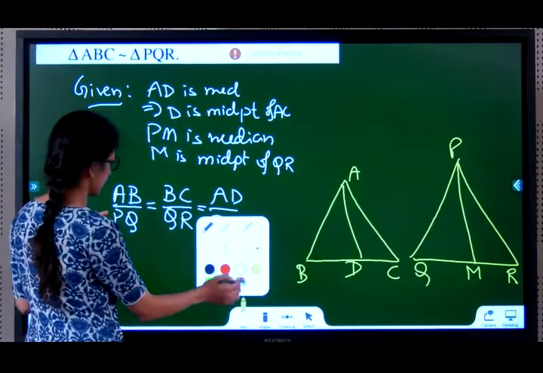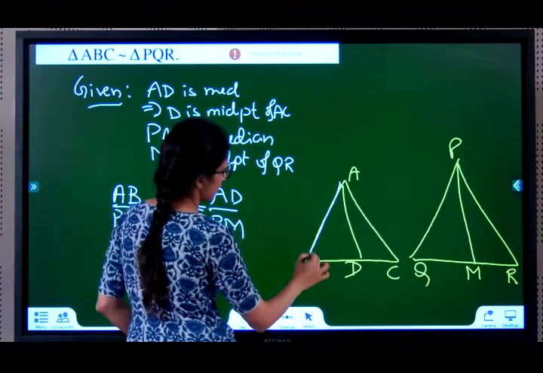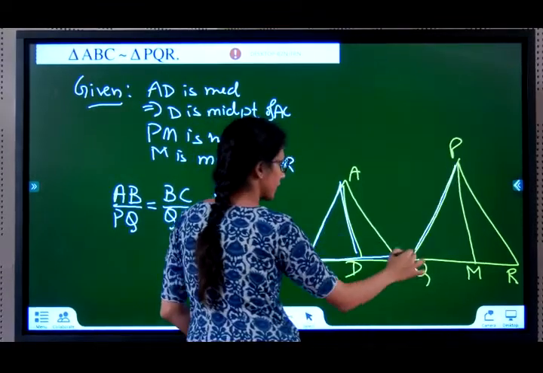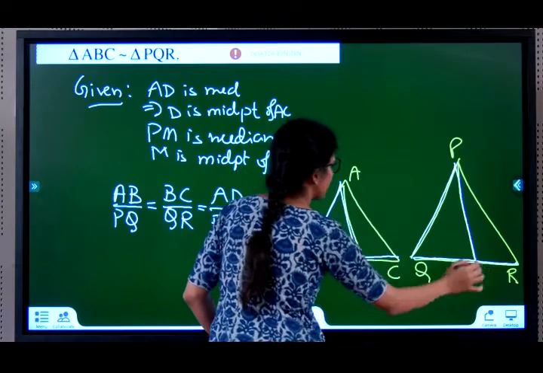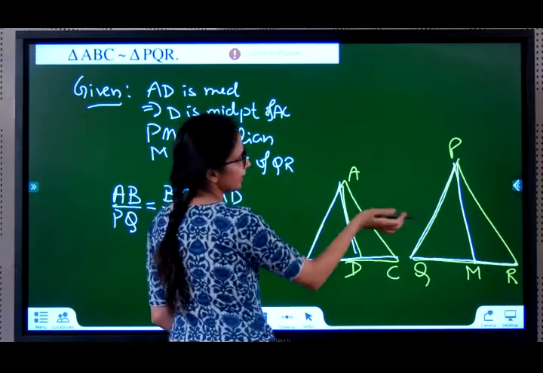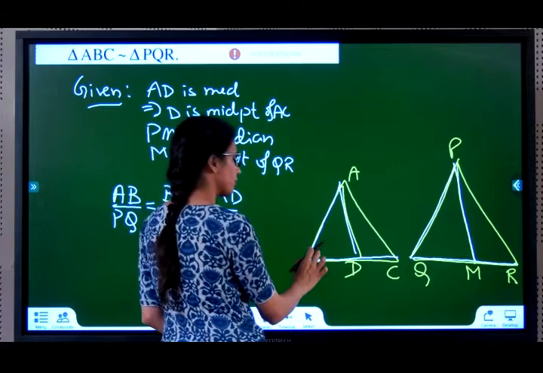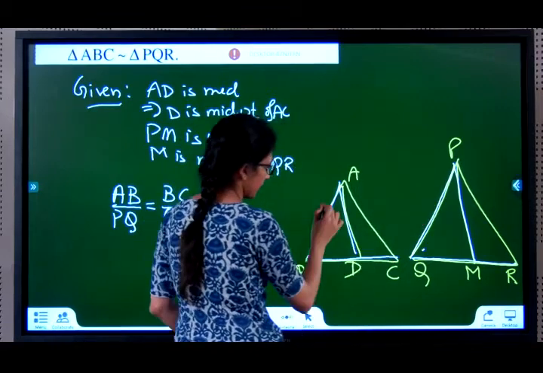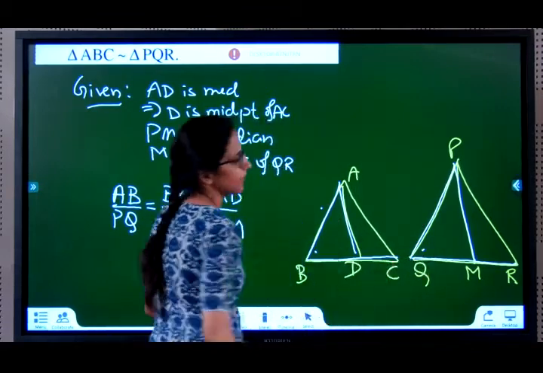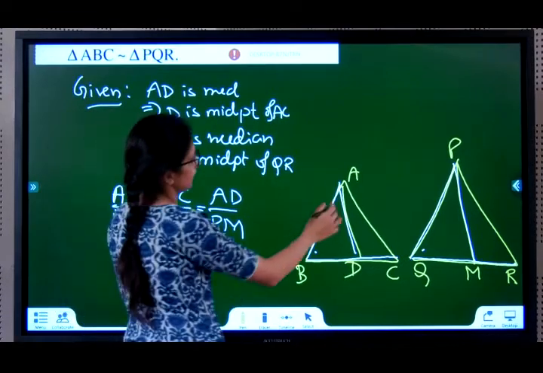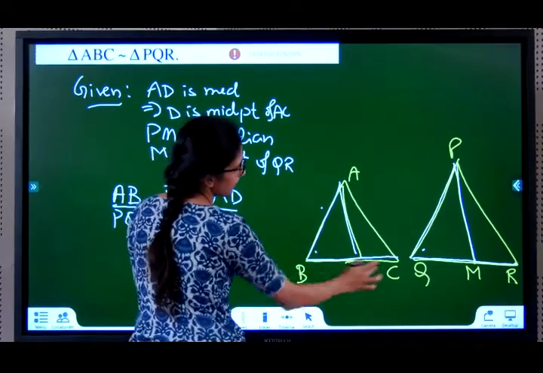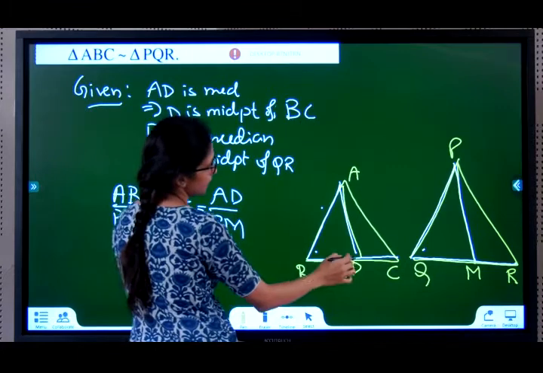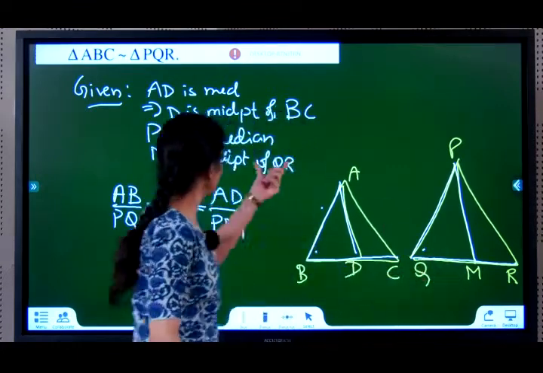See, they are saying AB, BC and AD are proportional to PQ, QR and PM. For the big triangle, I need AC and QR, which they have not given. I somehow will prove angle B equals angle Q, and then I will use AB by PQ, SAS similarity criteria. Small correction here, AD is median, right? So D is midpoint of BC. Here please change this to BC. D is midpoint of BC, and here M is midpoint of QR, okay?